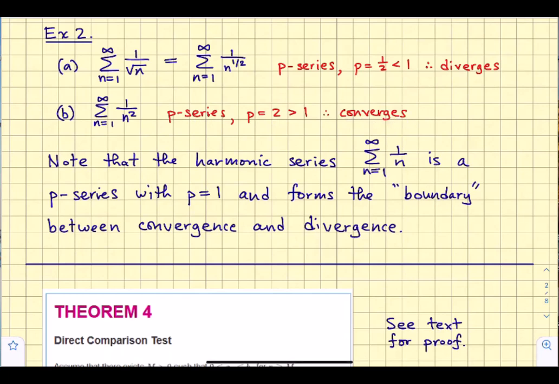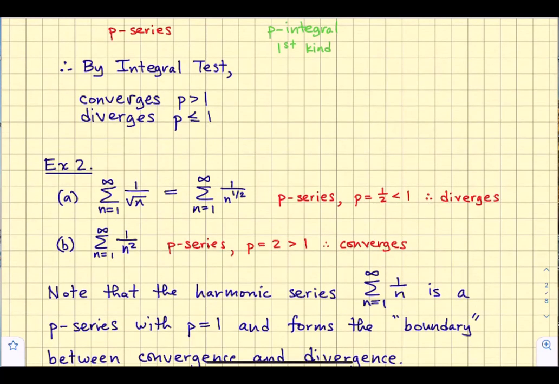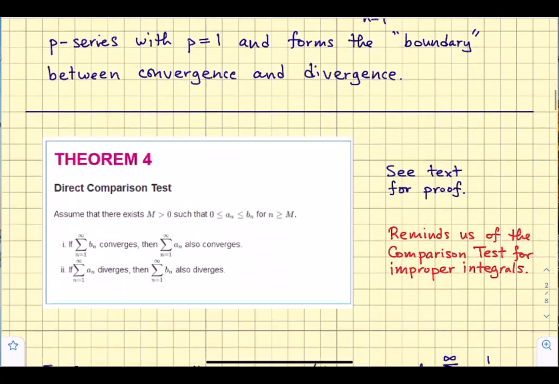Note that the harmonic series that we just had in example 1, the sum from n equals 1 to infinity of 1 over n, is a p-series with p equals 1, and just like we saw with p integrals when p was equal to 1, these form the boundary between convergence and divergence for p-series. P equals 1 is the hard boundary between whether the p-series converges or diverges. And exactly at p equals 1, we get divergence.